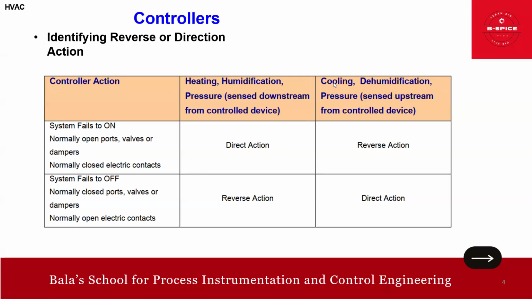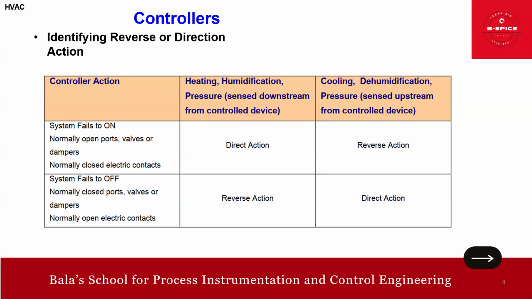Cooling application, and you remember it is a normally open valve. Under normal operation, the chilled water valve is open, and as the temperature decreases, the controller signals to close the normally open chilled water valve. Since the valve is normally open, we need to consider fails to on. The column and row intersect at reverse action. So the system fails to on, the application is cooling, and the action is reverse. This is how we need to identify.